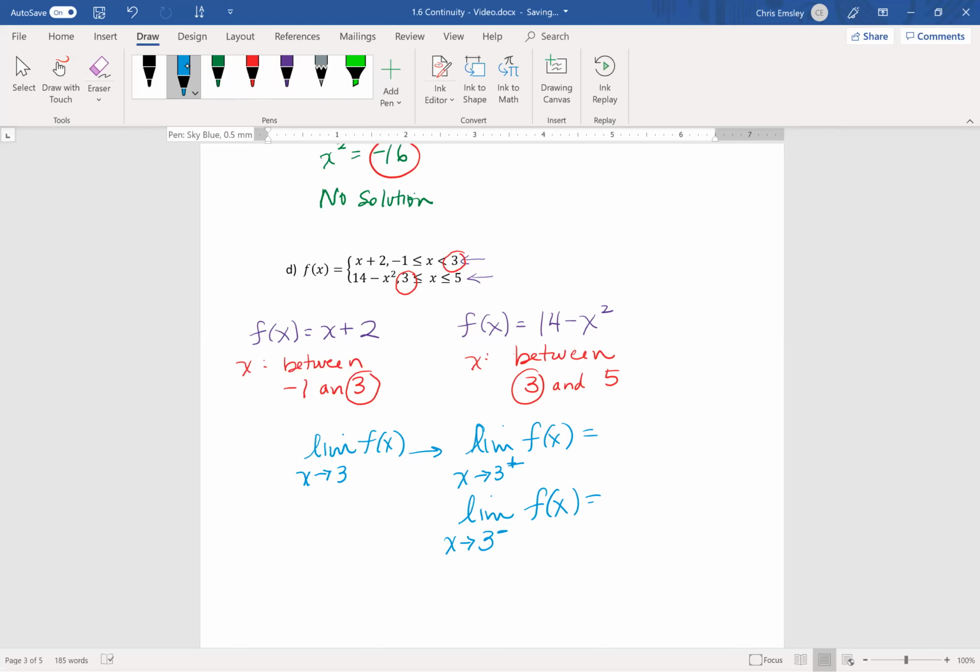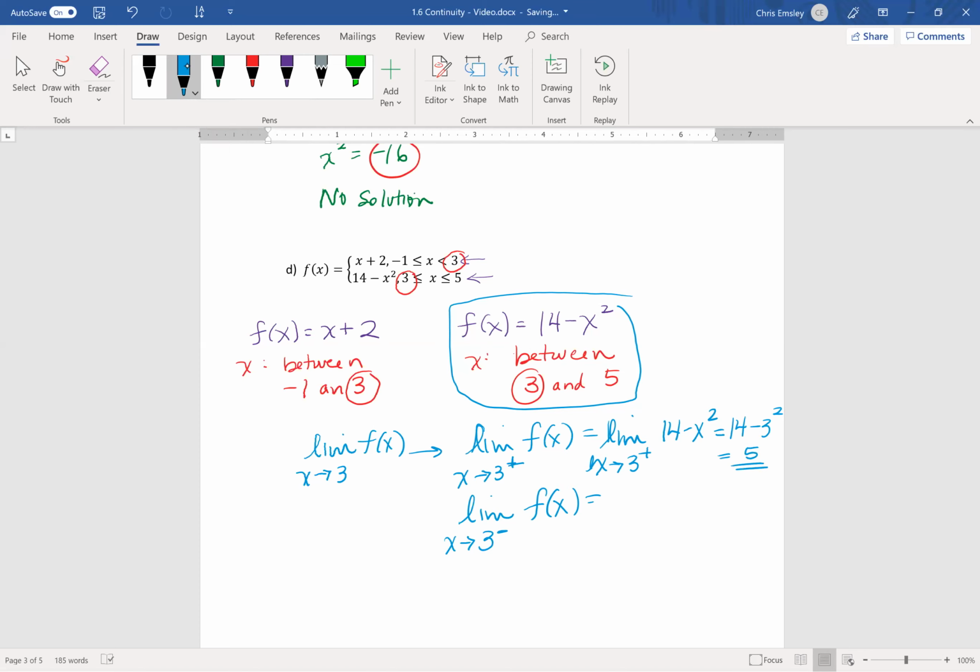Okay, so let's see. If we're coming in from the positive side, from the right, that means we need to use this definition, because we'd be coming in with numbers that are slightly bigger than 3. So we'd be coming in from this side, so we would want to use this function definition. Once we have figured out which function definition to use, this is just a straight up substitution. It would be 14 minus 3 squared, which is 14 minus 9, which is 5.